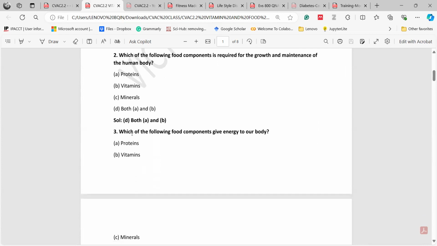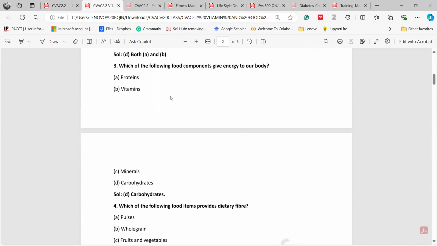Now, which of the following food components give energy to our body? In this format, you just proceed through each section. If you find any question difficult, just drop your questions in the chat box, or you can also write to me in the WhatsApp group, and we will discuss at your convenience.